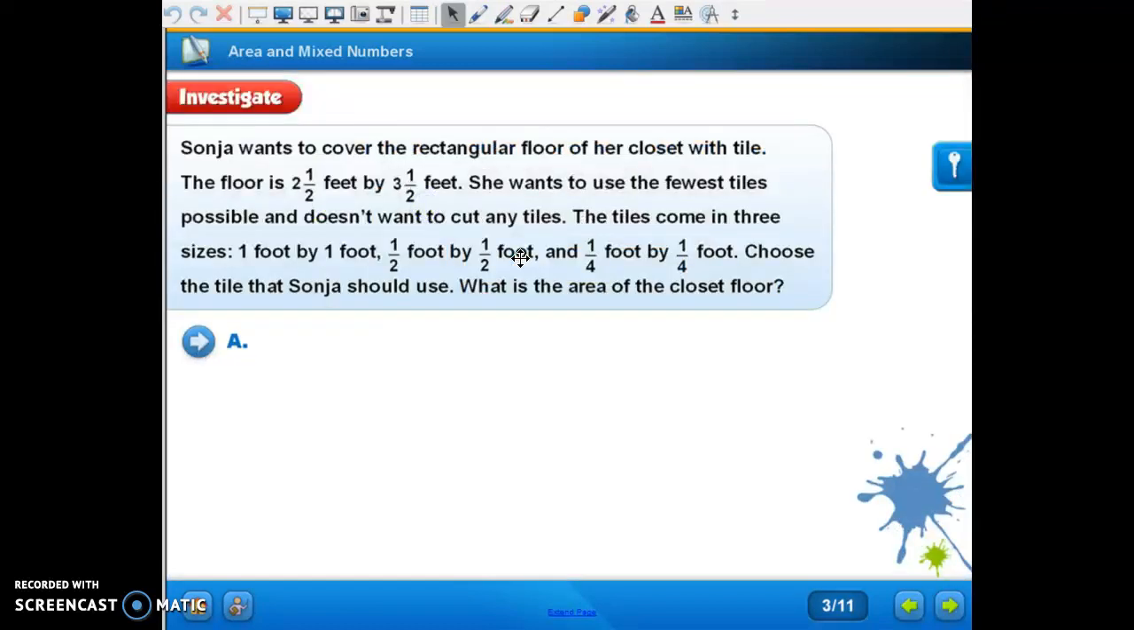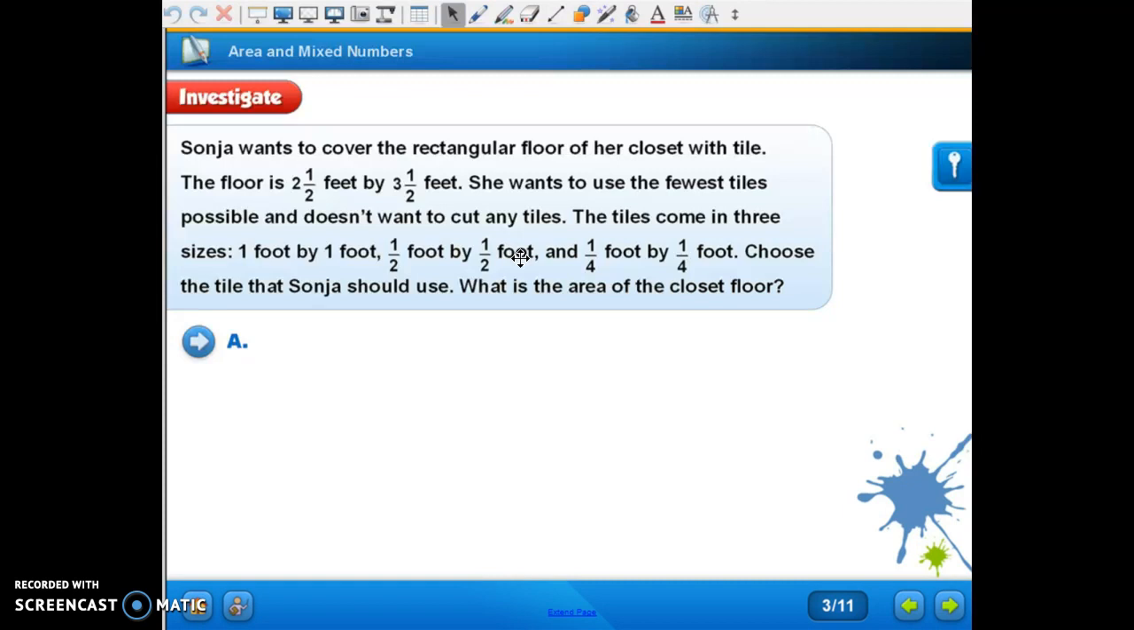We're going to look at this today. Sonia wants to cover the rectangle floor in her closet with tile. The floor is 2 1/2 feet by 3 1/2 feet. She wants to use the fewest tiles possible and doesn't want to cut any tiles.